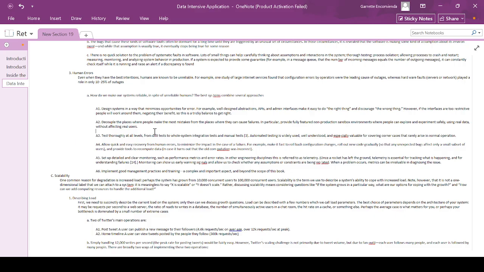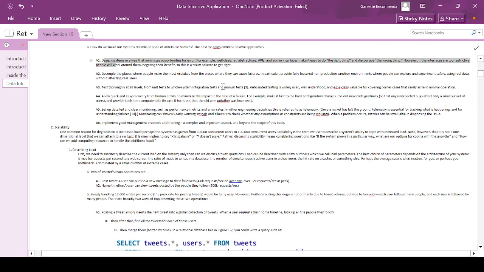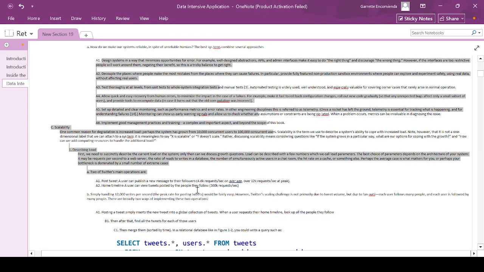How do we make our systems reliable in spite of unreliable humans? The best systems combine several approaches. First, design systems in a way that minimizes opportunities for error. For example, well-designed abstractions, APIs, and admin interfaces make it easy to do the right thing and discourage the wrong thing. So it's interconnected to the software. You need to create abstractions with the API, unit tests, and an admin interface.